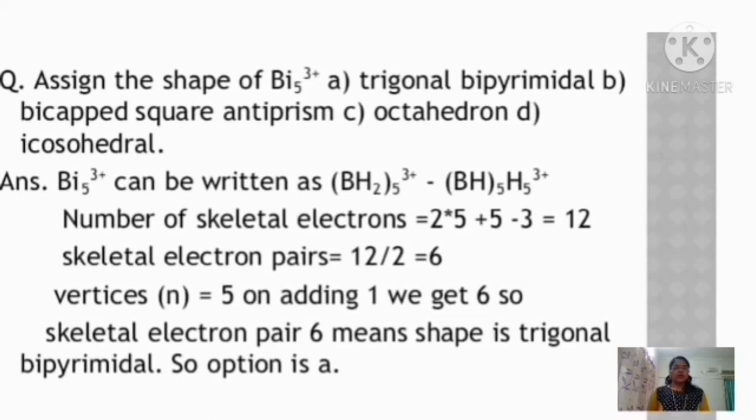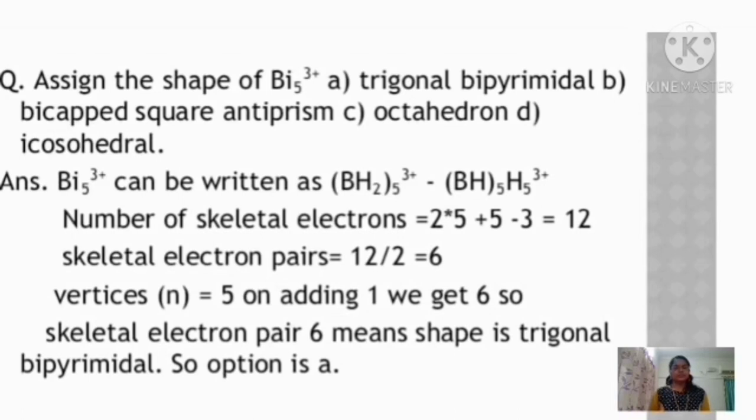After getting the skeletal electrons, we find the pair by dividing by 2, that is 12 by 2, equal to 6. So the skeletal electron pair obtained is 6. At that time the vertices should be 5. From the table, if it is closo, the vertices obtained should be 5, and if it is 6 pairs, the perfect geometry is trigonal bipyramidal.